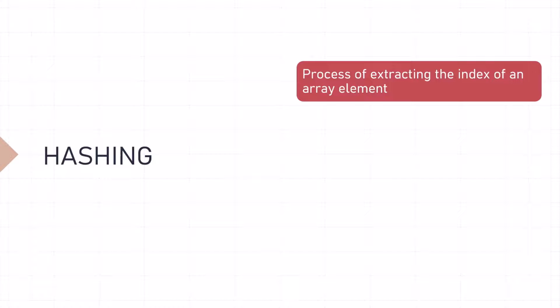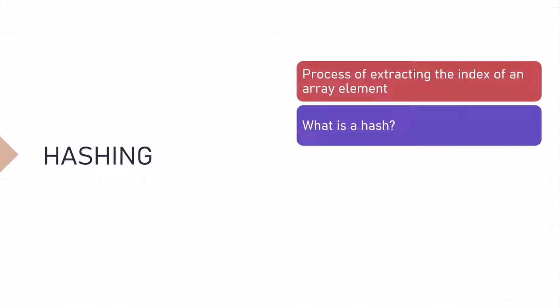And in that context, hashing is the process of extracting or deriving the index of an array element using the information stored there. What is a hash? A hash is nothing but the index so derived. Right? So what happens is we use an algorithm or a hashing method, as it is called, in order to derive the index.